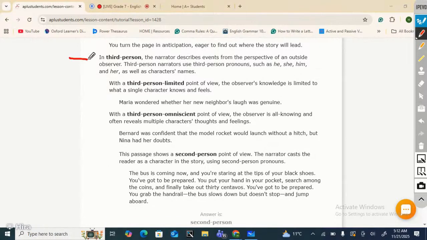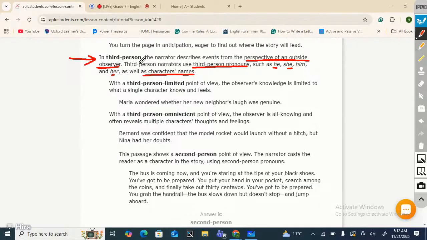Okay, as we are discussing the third person point of view, I've told you that the narrator describes events from the perspective of an outside observer, a third person. And the narrator uses third person pronouns such as he, she, him, and her, and the names of the characters as well.